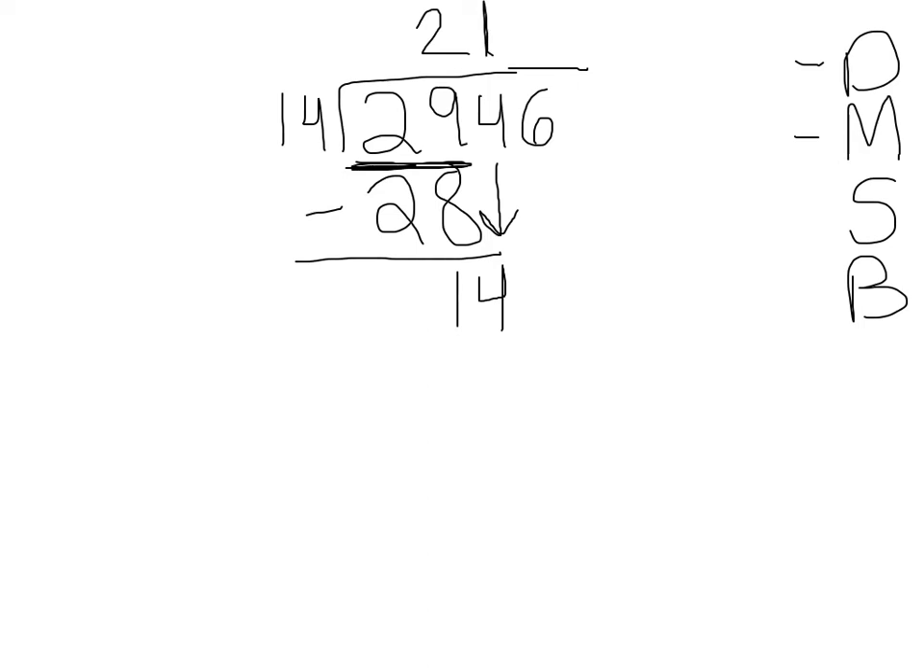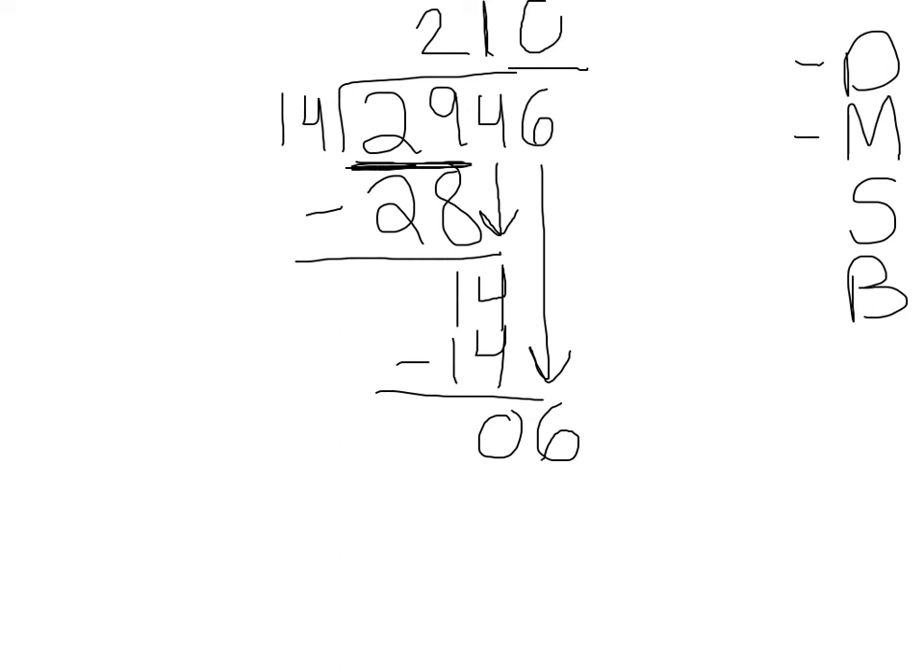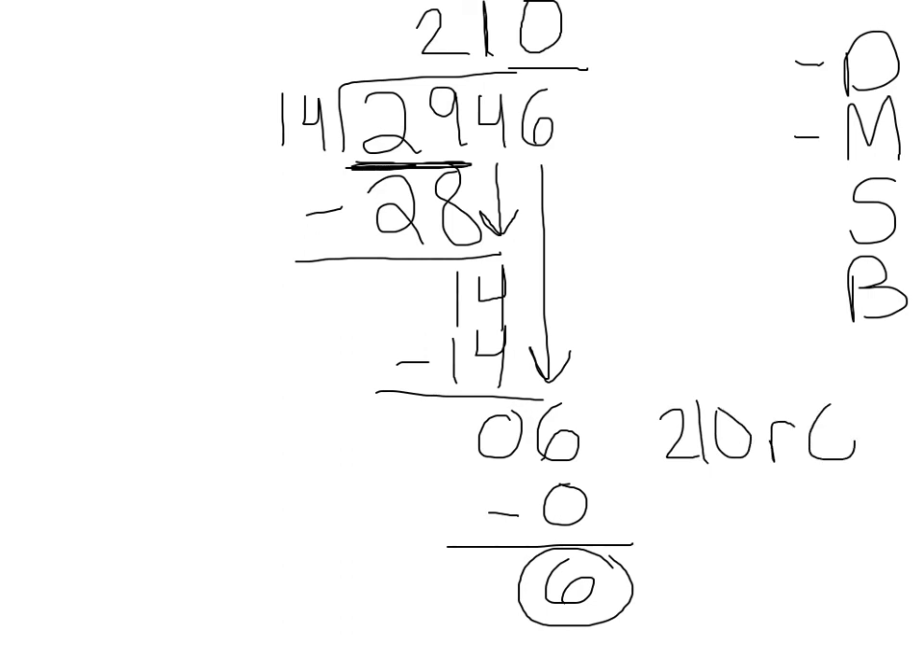Now I'm going to multiply. 14 times 1 is 14. I'm going to subtract and get 0. Then I need to bring down my 6. All right, does 14 go into 6? No, it doesn't, so I need to place a 0 at the top. It goes in 0 times. Now I'm going to multiply. 14 times 0 is 0, and I have 6. So now I know that I'm done because my remainder is less than my divisor of 14. So my quotient is 210 with the remainder of 6.